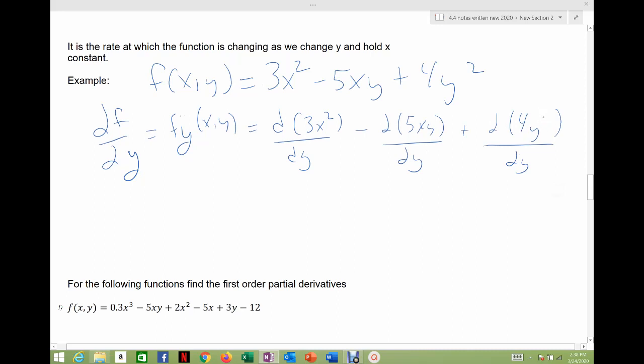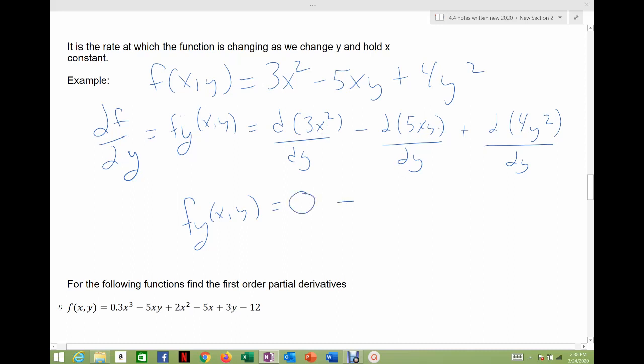Alright, so as y changes, how do each of those parts change? What's the derivative of each of those parts with respect to y? Well, the first function is the function 3x squared. How does 3x squared change as y changes? Well, there is no y part, right? And so it doesn't change. 3 is a constant, x is being held constant. So there is no change, there's no y part, so that zeroes away.